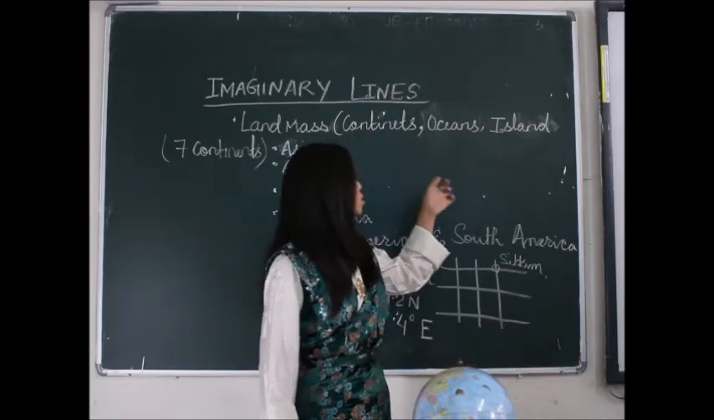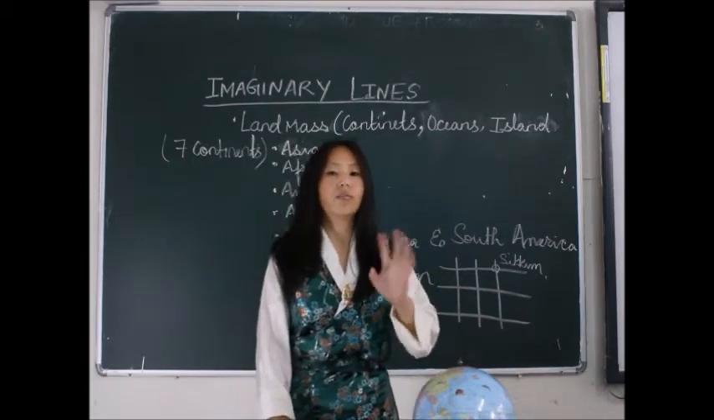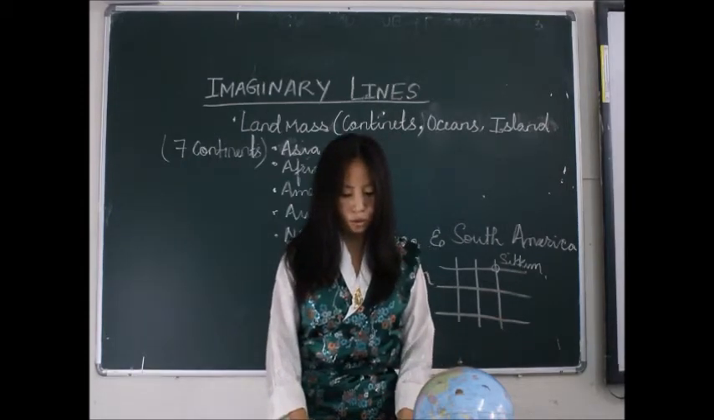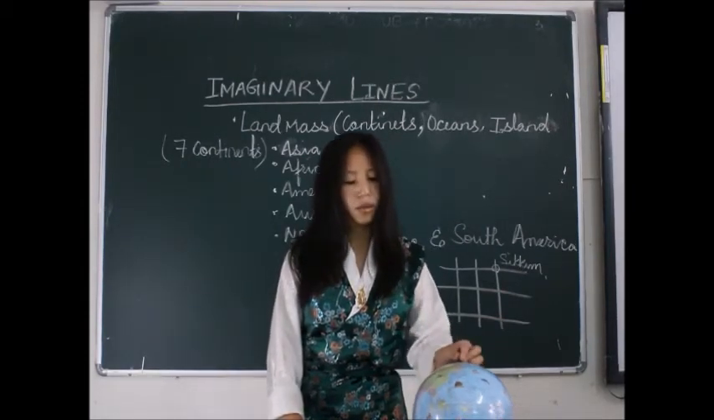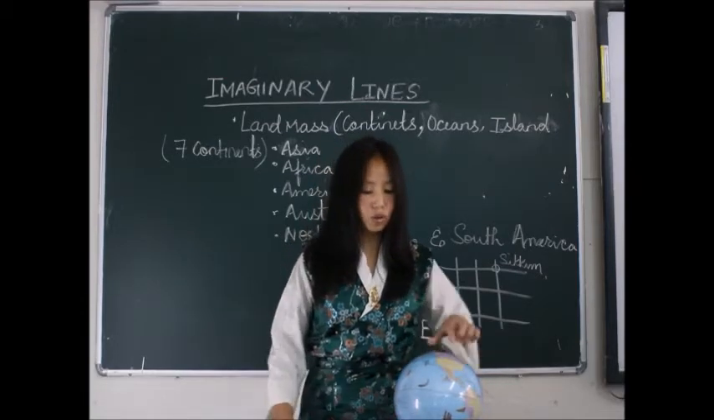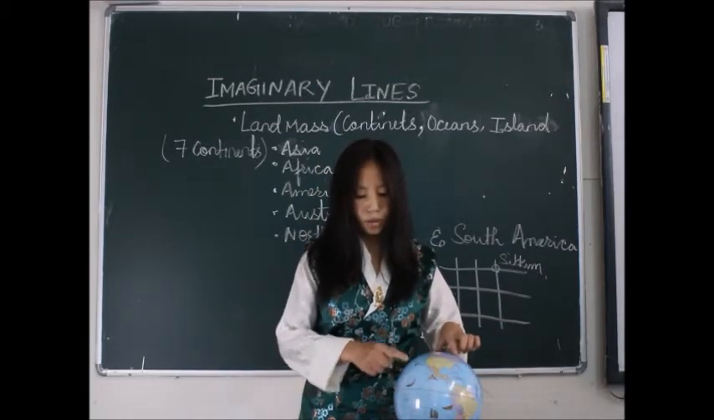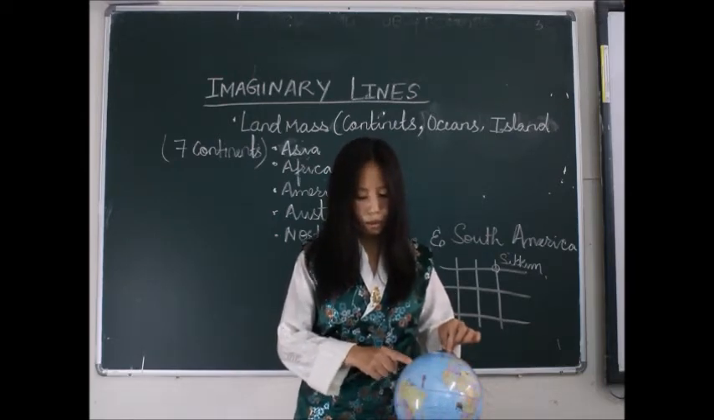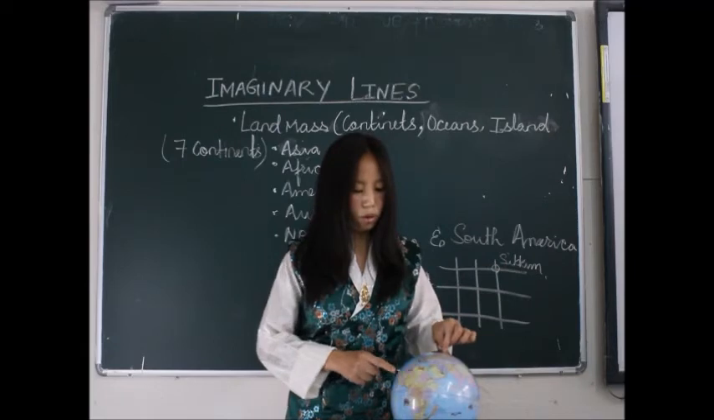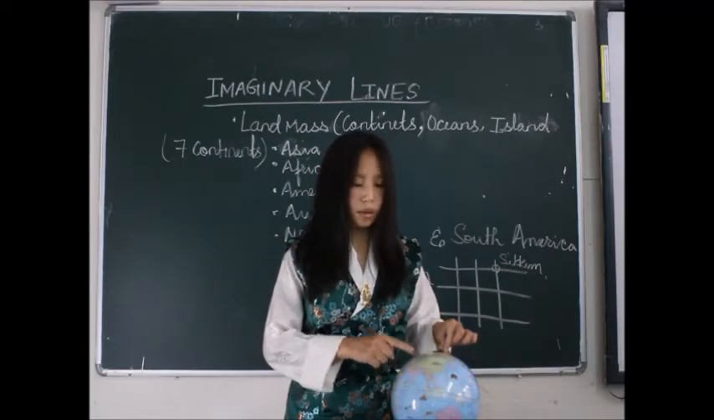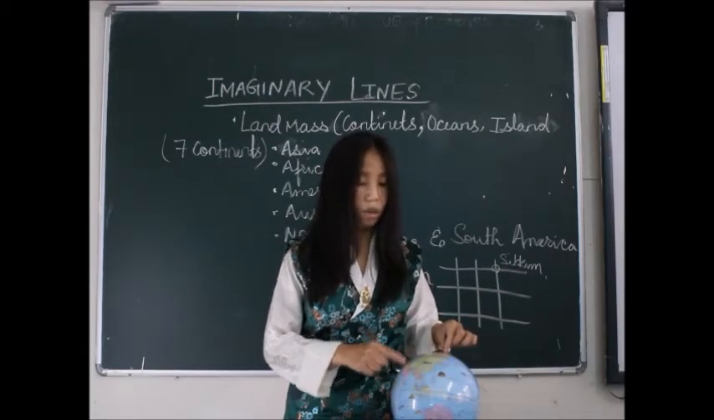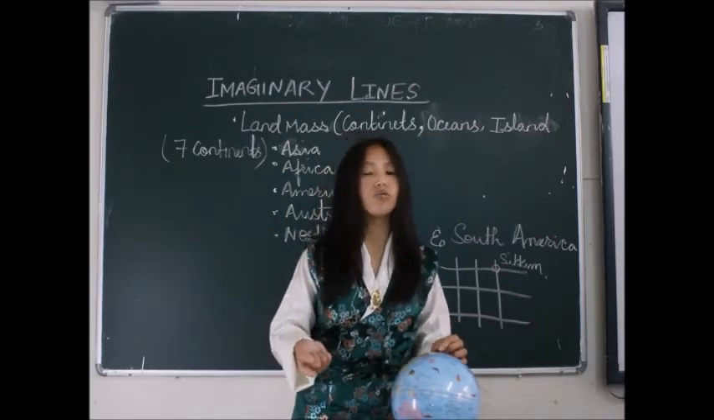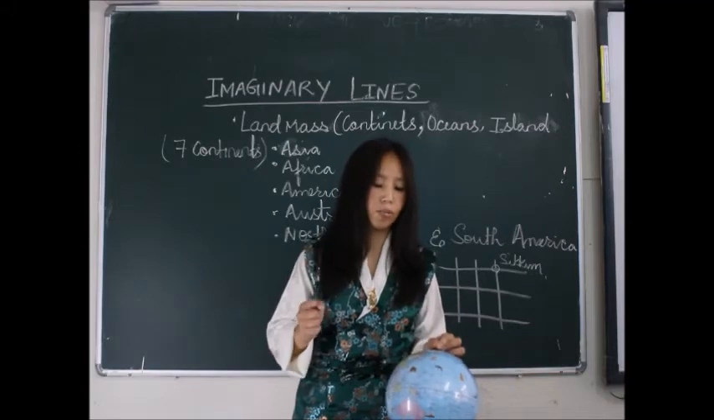So continents, oceans and islands are the parts of the earth. Now the geographers used a globe. Why do they use a globe? Because the globe helps them find out the location of a particular place.